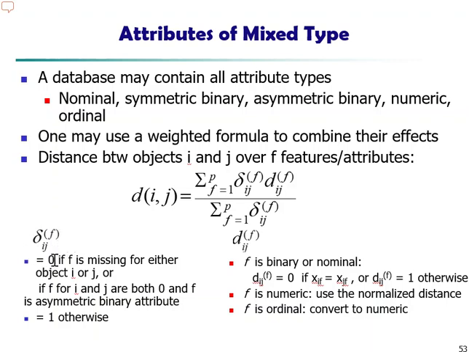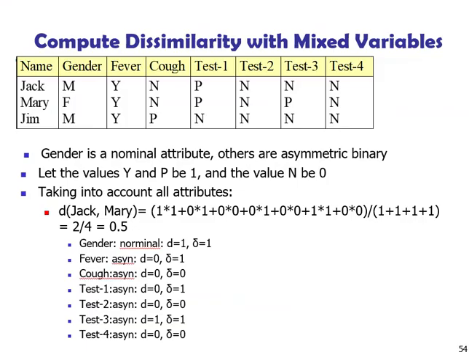The weight becomes 0. The second situation where the weight will be 0 is if f is an asymmetric binary attribute and both i and j have a value of 0, negative. Remember, we disregard those, right? So we will use a weight of 0. Okay, so let's look at one example. How do we apply this complex looking formula? The idea is not complex.